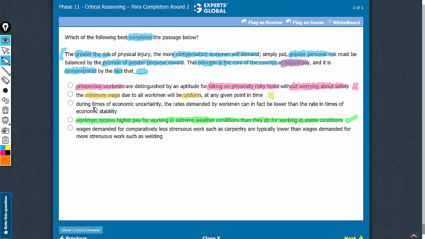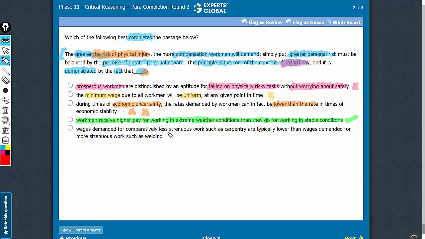Answer choice C, quite interestingly, brings in a contrasting example. It talks about lower rates under difficult times, whereas the concept of hazard pay is the other way around. And a bigger problem with answer choice C is that this does not include physical risk. The paragraph is about the risk of physical injury. So answer choice C is out of the scope of the argument. This cannot lead to a valid completion of the paragraph here.